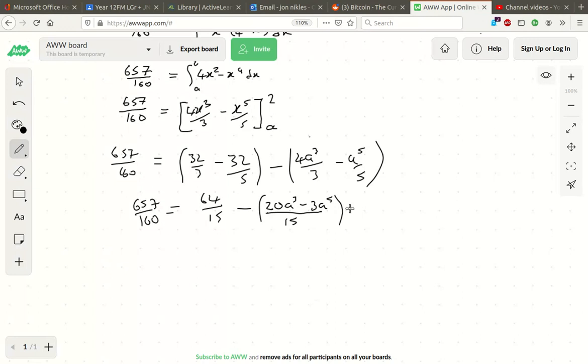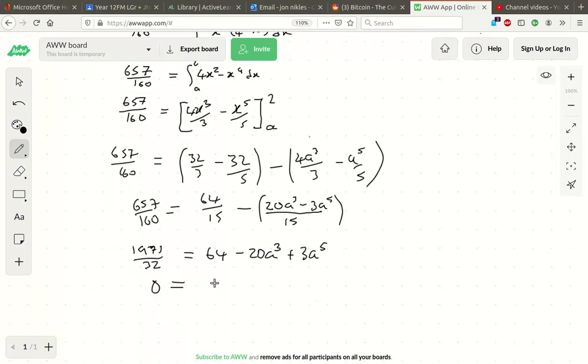So 657 times 15 divided by 160. You're getting 197. Horrible numbers in this question. Over 32 equals 64 minus 20a cubed plus 3a to the 5. This looks horrible as well. It's a quintic equation. That's why I think this question is actually really, really hard.